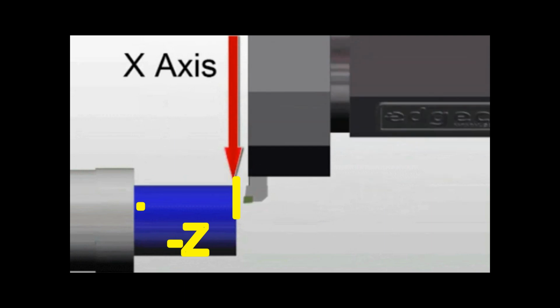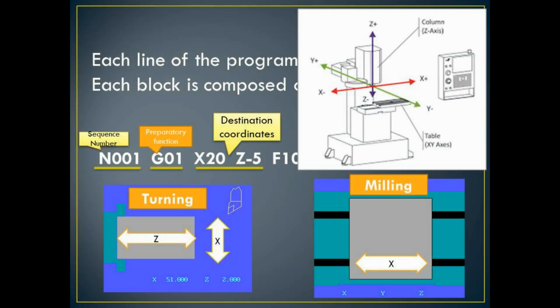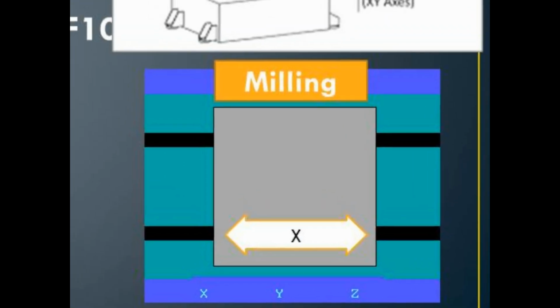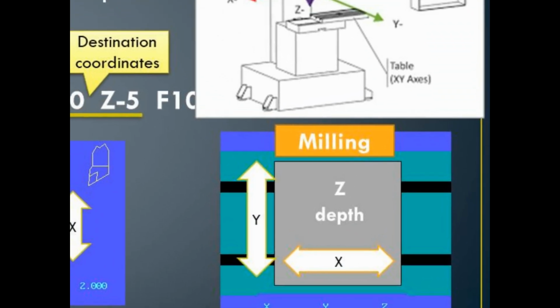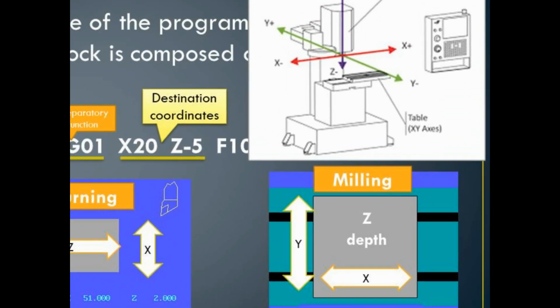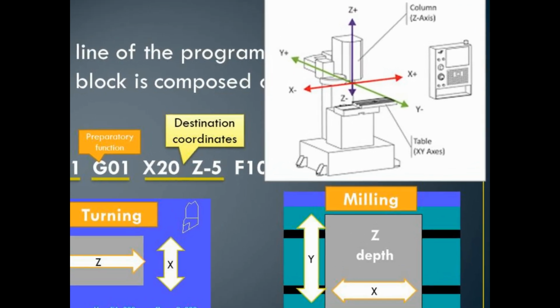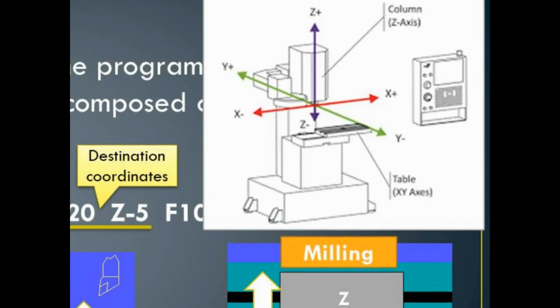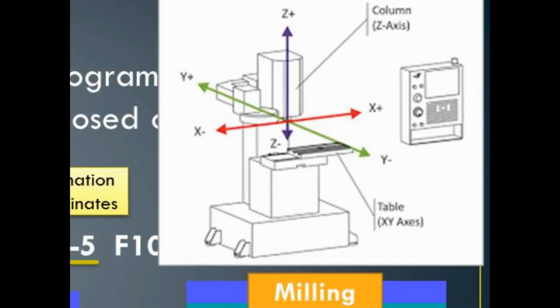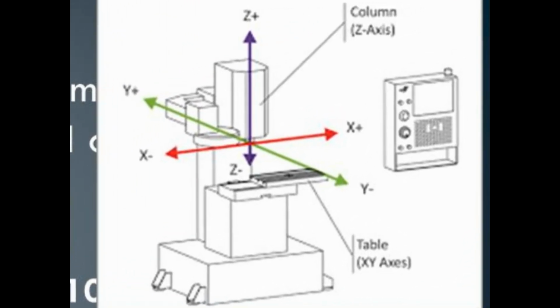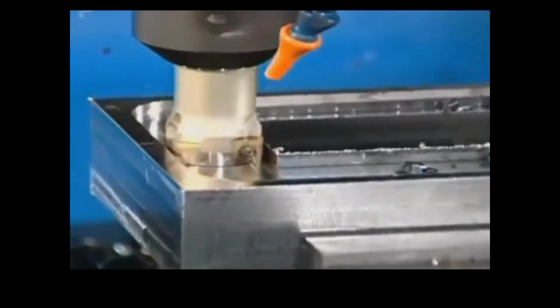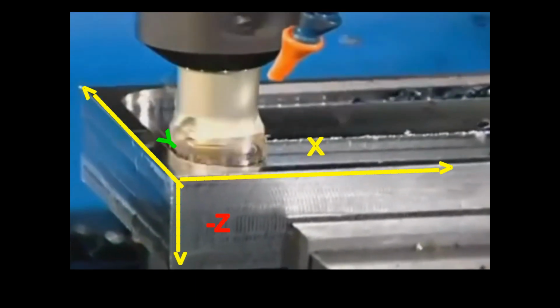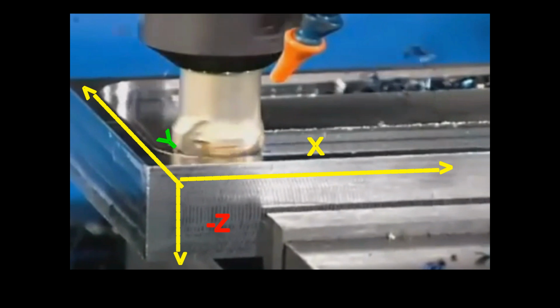Similarly, in milling, X is the length of the workpiece, Y is the breadth and Z is the thickness of the workpiece. In milling, the datum setting is a very important one. We will see those things in the upcoming videos. This video will give some idea about the coordinates to you in a better manner.